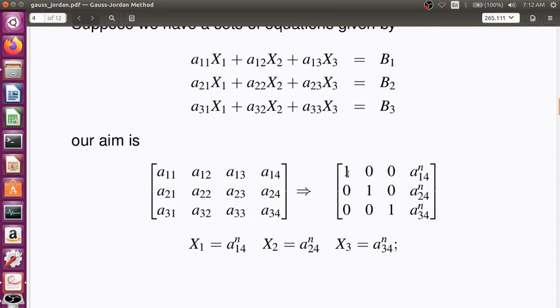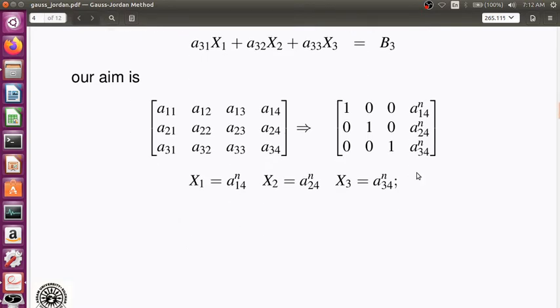After the end of the operations we will see that it will transform into 1 0 0, 0 1 0, 0 0 1. So the A matrix will become a diagonal matrix, and the augmented part, that is the B matrix, after the operation will give you the values of the unknowns. That means x1 will be A14n, x2 is equal to A24n, and x3 is A34n, where n represents the number of operations, the number of times the system has been derived.